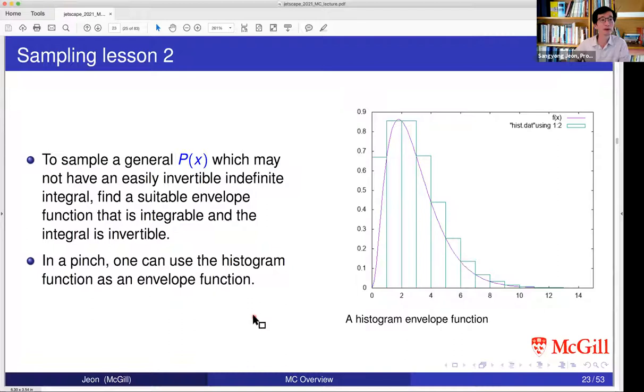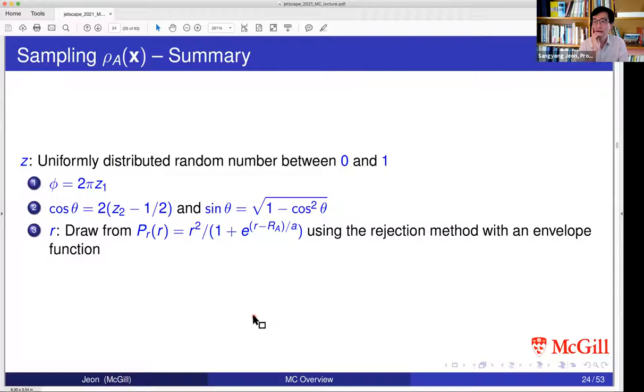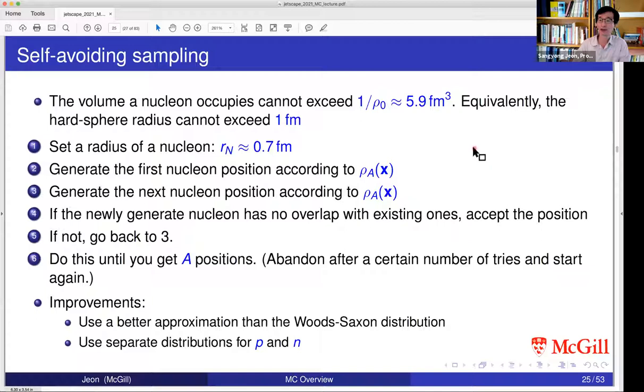Okay, so here's a summary for finding the nuclear positions in a nucleus. You can find the azimuthal angle easily, just a flat distribution. Cosine is also flat, following a flat distribution. R you have to draw from this distribution using the rejection method with an envelope function. There's also a twist. You don't want to put two nucleons too close together because they have size.